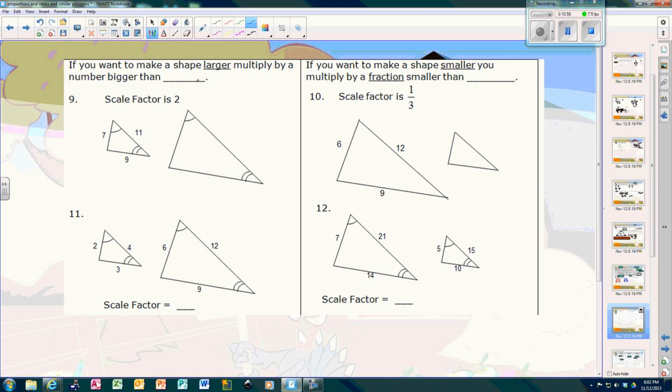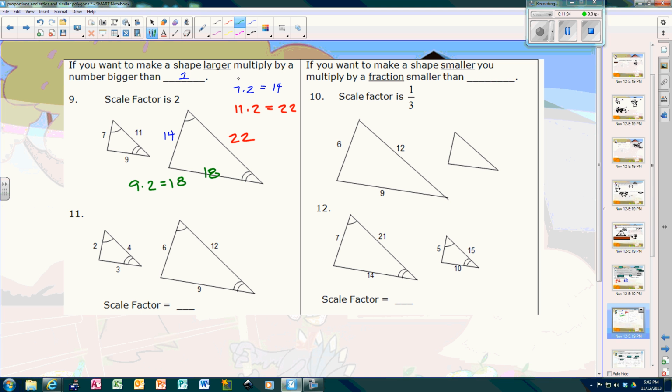All right. If you want to make something larger, then you're going to multiply by a number that's bigger than 1. So if my scale factor is 2, you multiply everything by 2. So 7 times 2 is 14. So this side is 14. 11 times 2 is 22. So this side is 22. And then 9 times 2 is 18. So this side is 18.